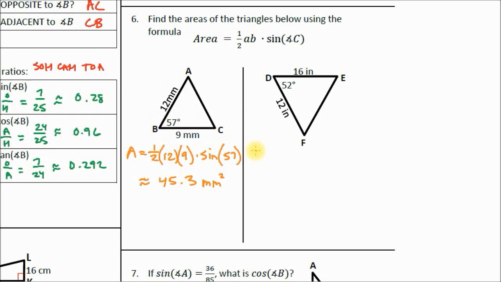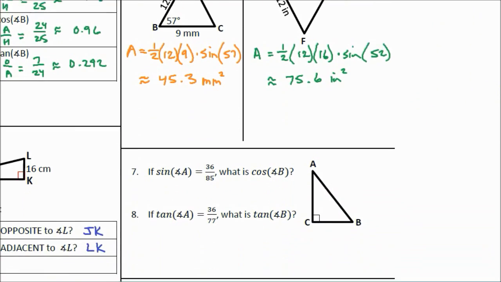So in this case, you've got the area of this triangle is equal to 1/2 times 12 times 16, and then times sine of the included angle, which is 52. Put that in your calculator and you will get approximately 75.6, and our unit of measure is inches, so area is going to be inches squared. That's all there is to it. Alright, let's take a look at number 7.